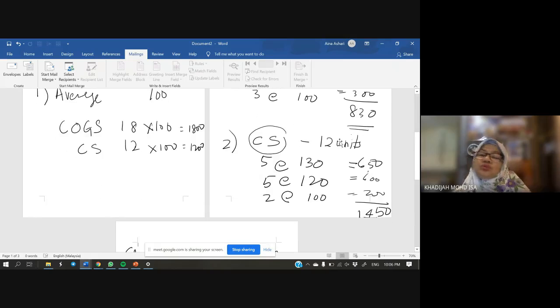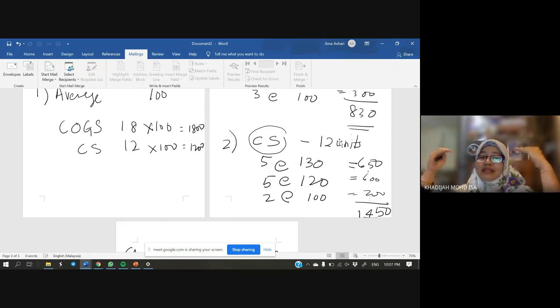So if I were to use LIFO, then it will be the other way around. LIFO means that COGS, cost of goods sold, is the most recent. You sold the most recent purchases, so you have to start from the bottom and go up. But talking about closing stock, it must be the old inventory. So the closing stock is from the top.